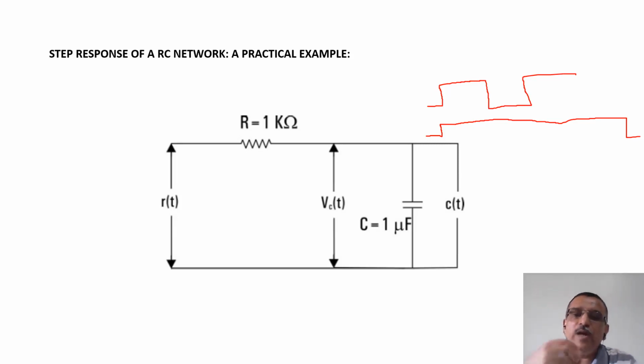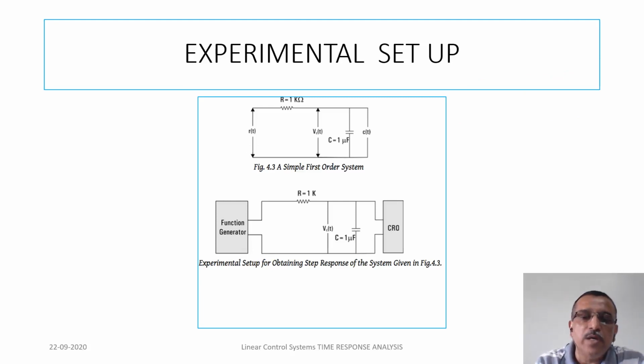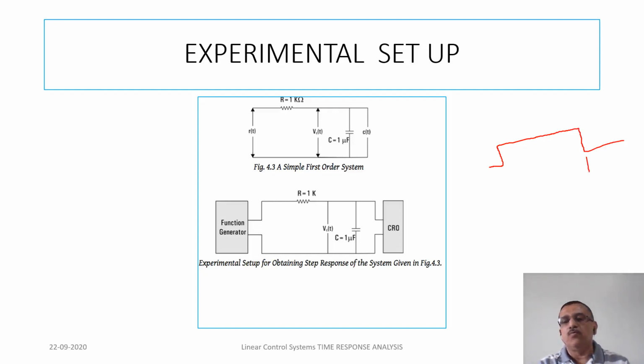And how will you see the output? The output, as shown here, is the voltage across the capacitance. Let us look at that. Here there is a function generator. I'll put in a square wave and adjust the frequency to say 10 hertz. Then 10 hertz means 100 milliseconds, which means this time will be 50 milliseconds.